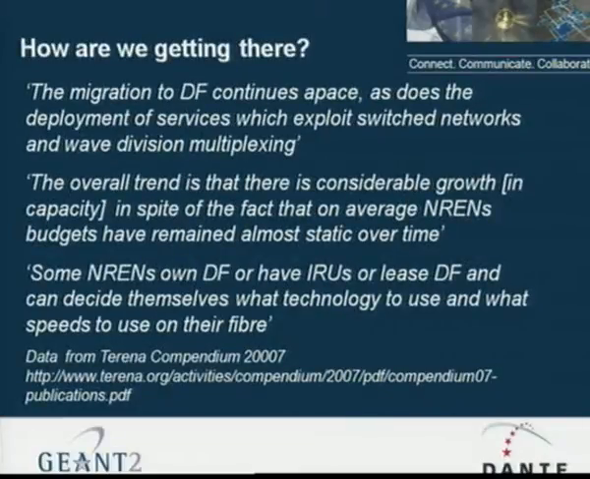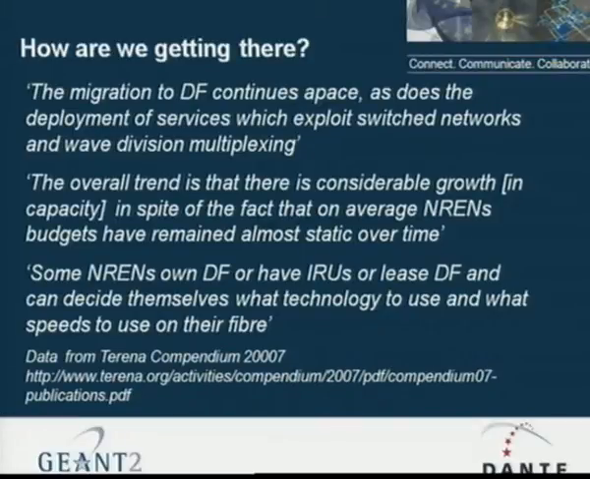So I decided to go to the TERENA Compendium, the 2007. I think there are too many zeros there. But anyway, the 2007 Compendium. And I think I found quite interesting information there. It seems clear that there is a trend for NRNs to use dark fiber. They use this dark fiber and they exploit the switching networks and the wave division multiplexing. So we can see a considerable growth in capacity at an affordable cost.